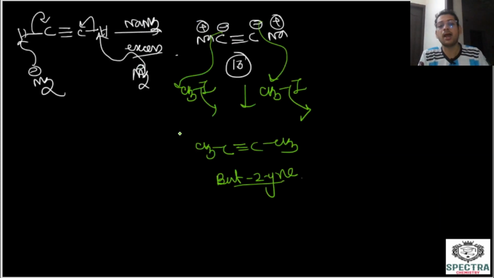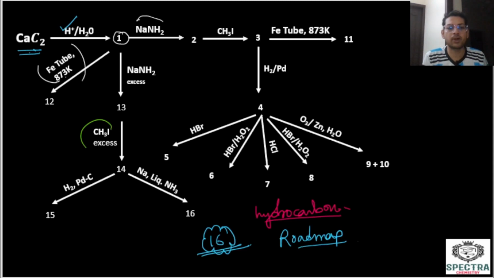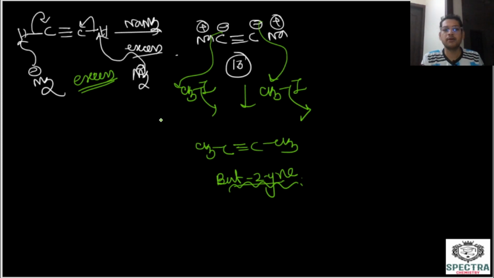Sir, how do I know when I have to do the reaction on both the sides or on one side only? That depends upon this excess factor. If it is given in excess quantity, then both the sides you have to react, and you will get your product as 2-butyne. Then what is this molecule? I guess this is your molecule number 14.